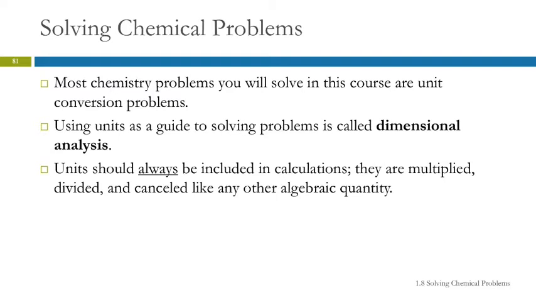So we should always include units in our calculations. The units can be multiplied, divided, etc. You treat them like variables in algebra. So whatever you would do with x, you can do with meters. Meters times meters is meters squared. Meters divided by meters cancels out, goes away.